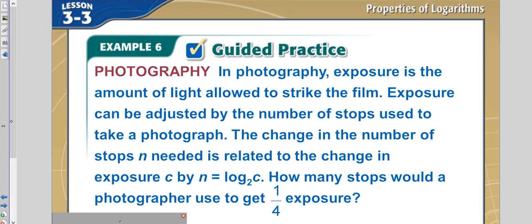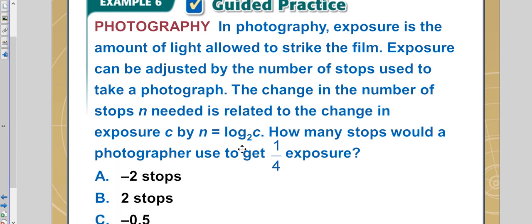Now here's one for you to try. See what you can come up with for your answer here.